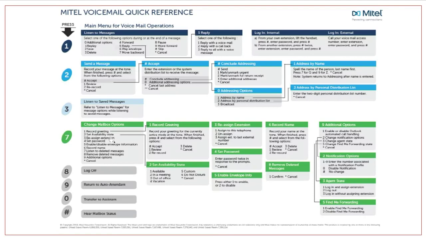From this mailbox options list, you can also choose 2 to change your availability state. So if you go home and then realize, oops, I forgot to put myself in vacation mode, you can dial into the voicemail system and change your state from home. You can also hit 4 for your password or 6 for your name to change either of those initial setup items. And from this menu, you can also select 7 to listen to deleted messages.